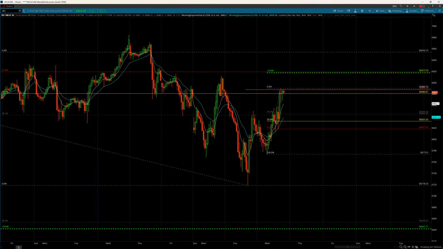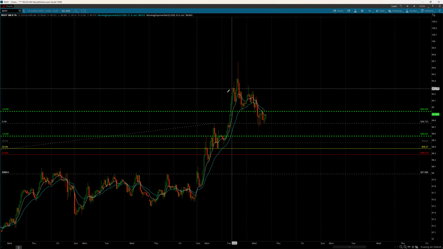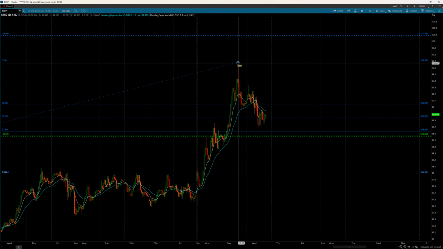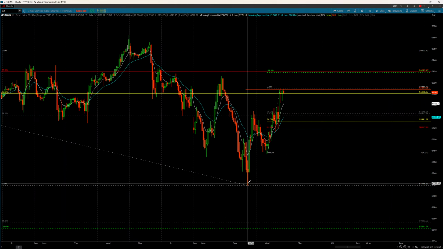Now we have been in a pullback on the dollar since coming out of our 10 o'clock time frame on Tuesday, right? The 10 o'clock time frame on Tuesday. Go back to the ES. What time is the low down there? It's 10 o'clock. Wait a minute. Are they inversely correlated?